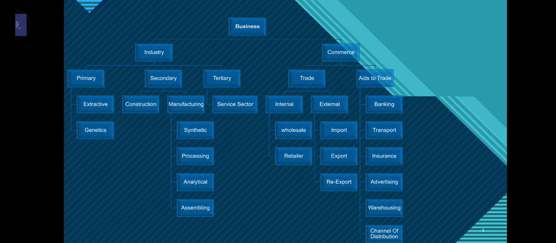And commerce is classified into two types: trade and aids to trade. Trade is classified into two types: internal trade and external trade. Internal trade is classified into two types: wholesale and retailer. External trade is import, export and re-export. Aids to trade is classified into six types: banking, transport and insurance, advertising, warehouse, channel of distribution.